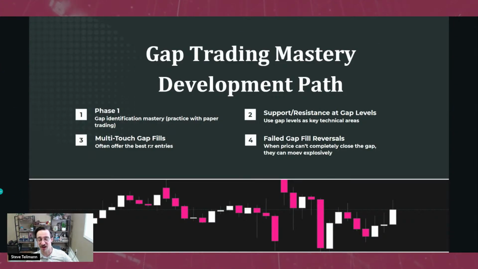So we've got support and resistance at the gap levels. This is just a bullet point because it's super important. I want this to be one of the takeaways.